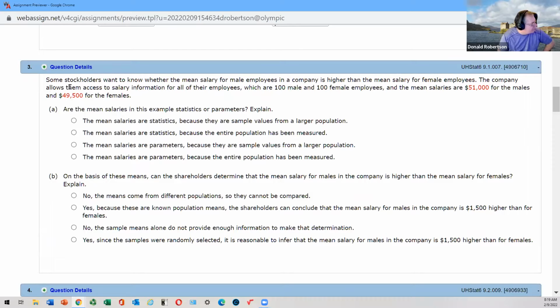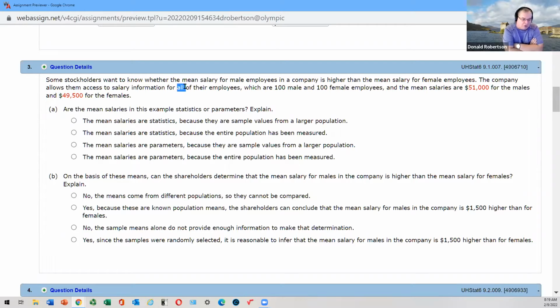Now let's see what this one is. Some stockholders want to know whether the mean salary for the male employees in the company is higher than the mean salary of the females. Okay, for equity, I guess. The company allows them access to the salary information, and here's a very interesting word, all. Doesn't that mean this is a census then?